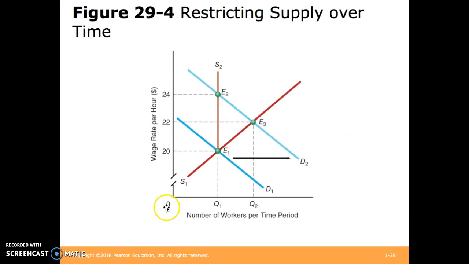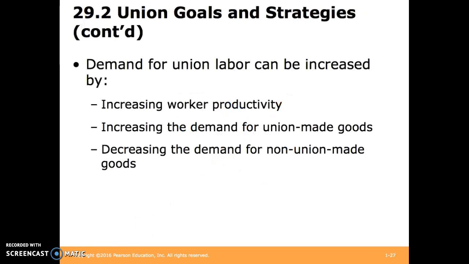Here we can see that if we stop the supply curve and shift it into a vertical line, then if we can shift the demand curve out as a union, we increase the wage rate without actually setting a wage rate. So after limiting the supply, how do we increase the demand for union labor? Several possibilities include increasing worker productivity, increasing the demand for union-made goods, or decreasing the demand for non-union-made goods.